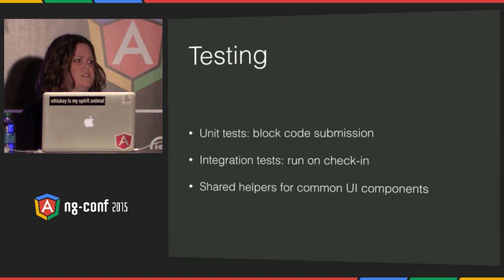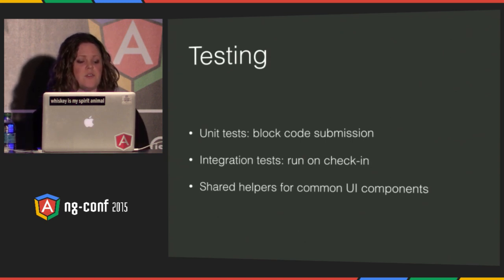We also use automated testing to verify our changes. For unit tests, we use Jasmine and Karma, and those are actually run before submission. So if there's a test that's broken, the code can't be checked in. We also have a number of Protractor-based integration tests, and we run those after check-in. So once code's checked in, those run in the background, and then if something breaks, it's flagged.